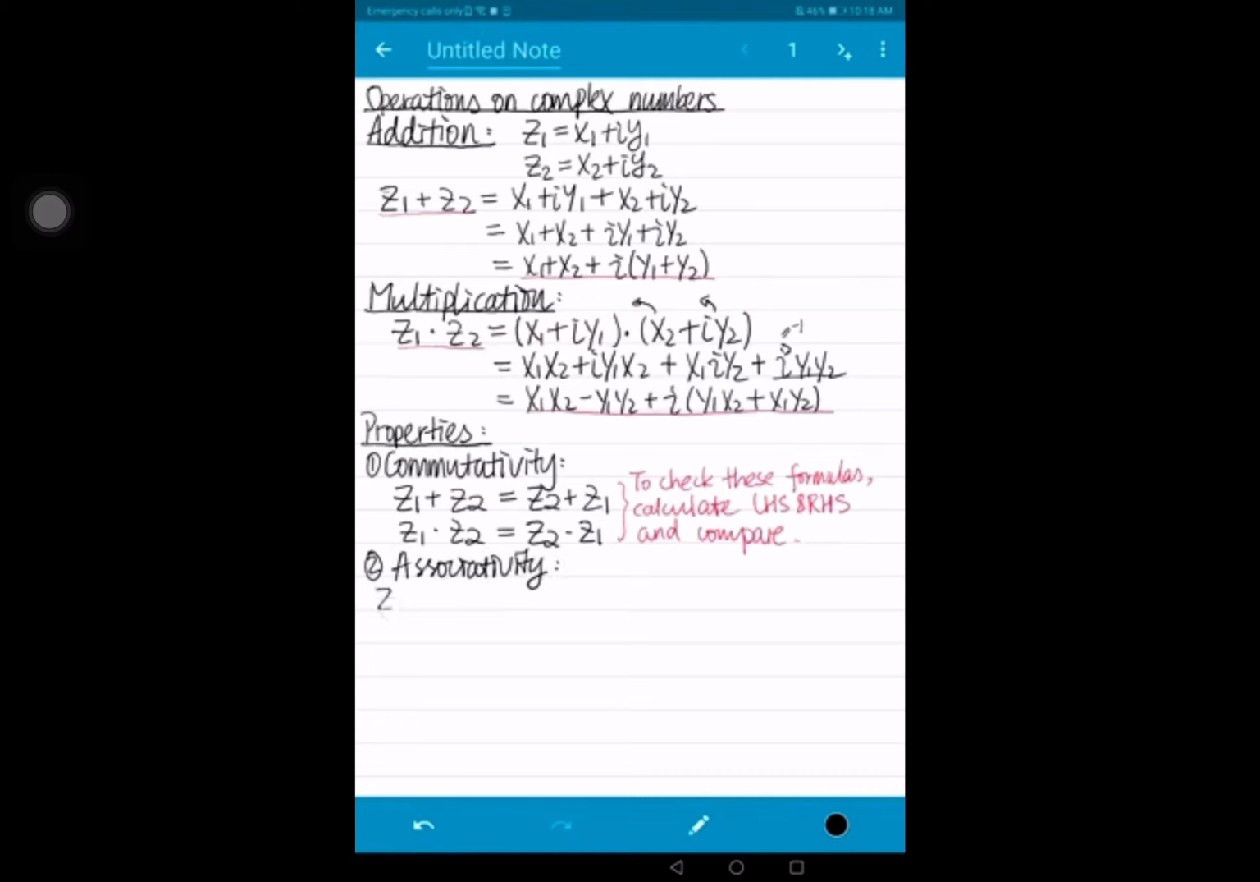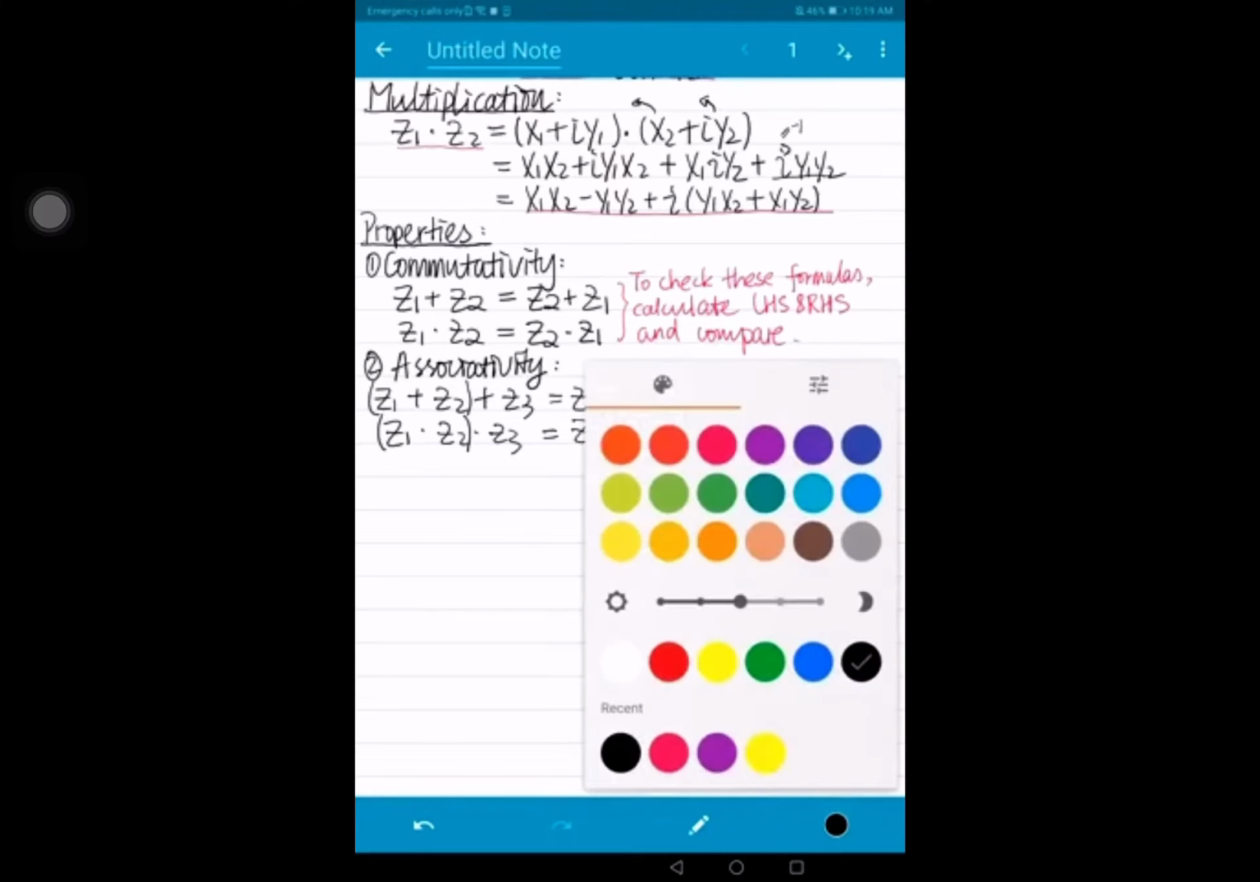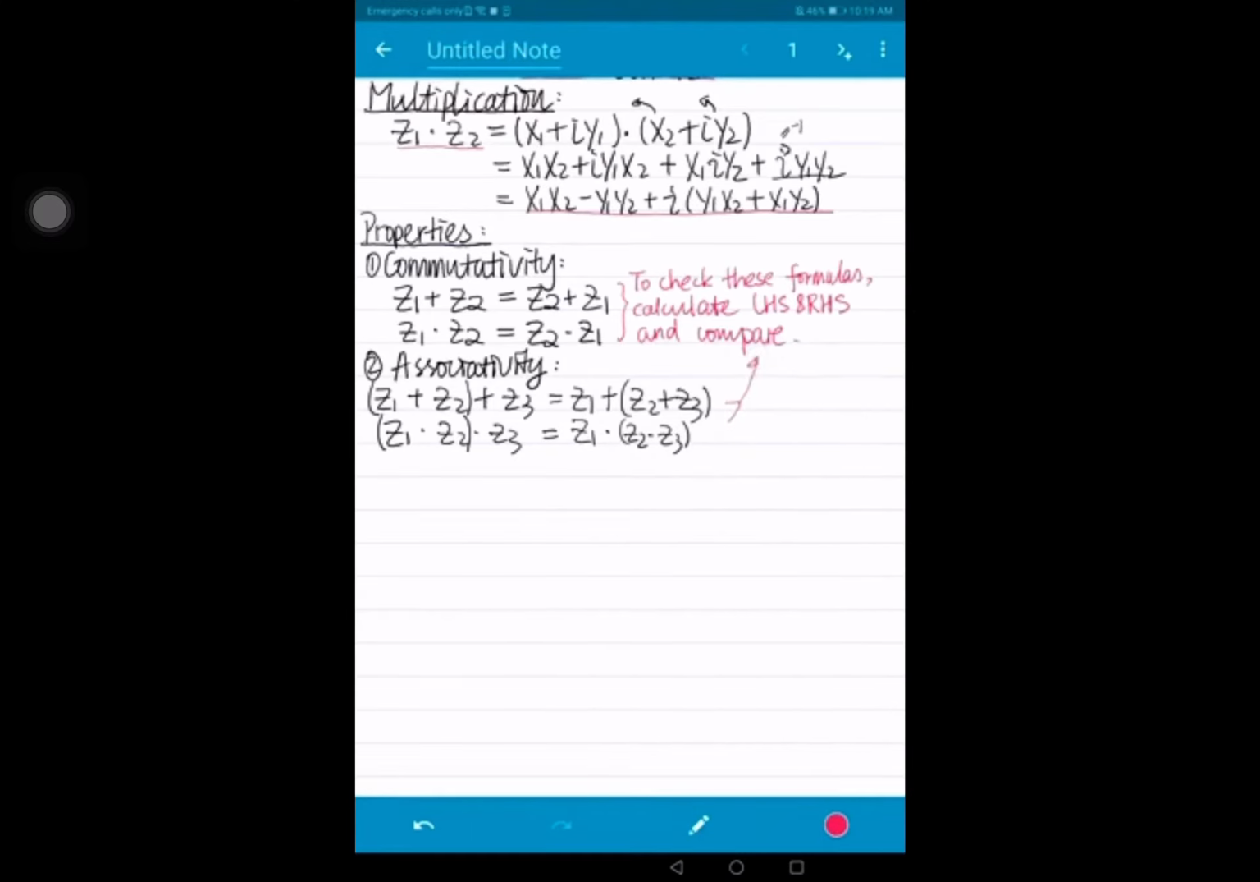which says that if you're adding three complex numbers, you can add the first two complex numbers and add the sum to the third one, or you can add the second and third one together first and add their sum to the first one. And this is also true for multiplication. When you're multiplying three complex numbers, you can multiply the first two and then use the product to multiply with the third, or you can multiply the second and the third first and use the product to multiply to the first one.